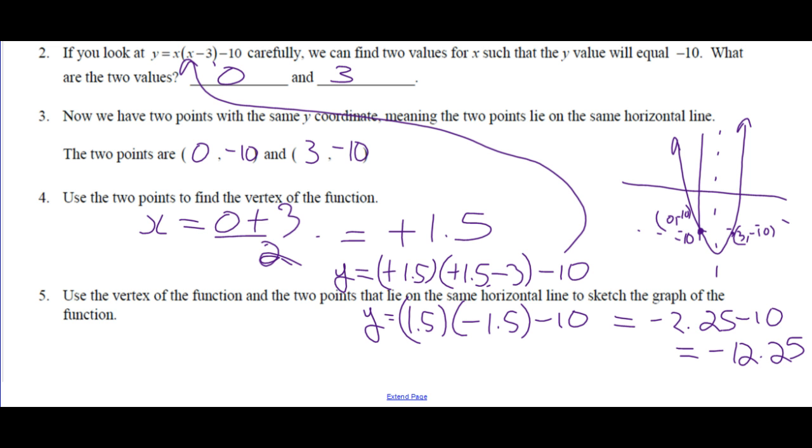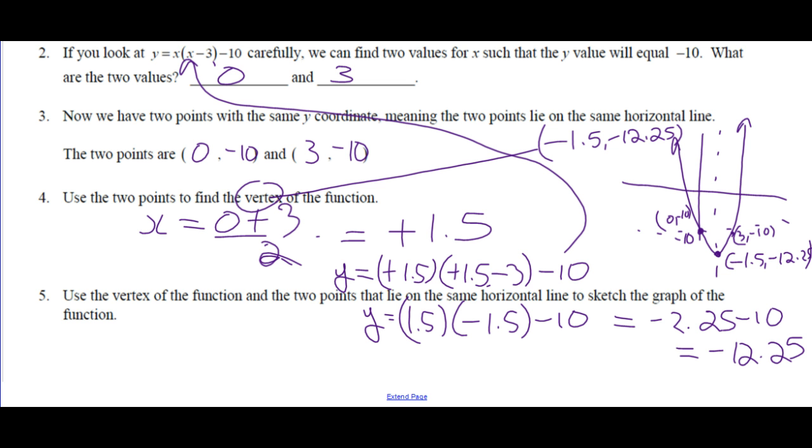Okay, there we go, right? Net y is negative 12.5. Come on, do the math. So the vertex is negative 1.5, negative 12.25. I want a different example. I don't like this one. Use the vertex in the graph. So here's the vertex, right? It's at negative 1.5, negative 12.25.